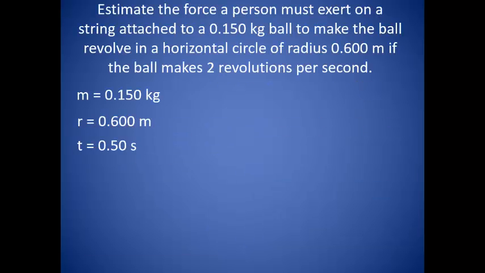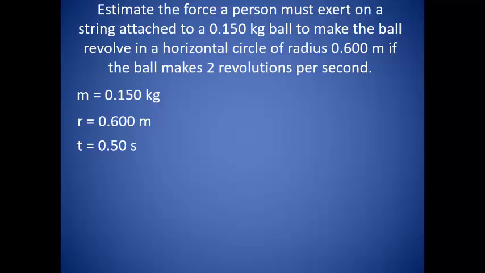So say we want to estimate the force a person must exert on a string attached to a 0.150 kilogram ball to make the ball revolve in a horizontal circle of radius 0.6 meters if the ball makes 2 revolutions per second. Well, we know the mass, radius, and time.